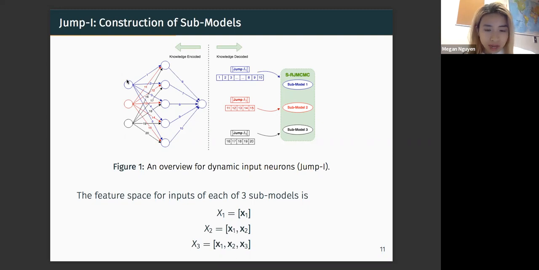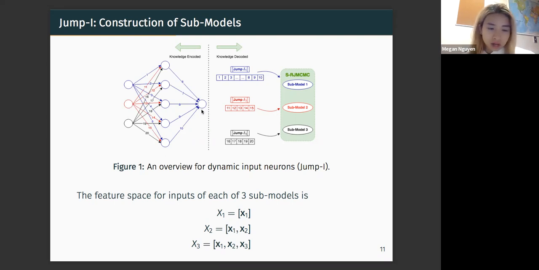So then what I have is the first submodel will be composed of X1 and all the hidden layers, because again, we only vary the input neurons. So the first submodel will compose of only X1, all these hidden neurons and the output neurons. And then the second submodel includes X1, but also X2 as well. And then for submodel 2, it will include all these neurons and the 5 neurons in the hidden layer and the output neuron as well.